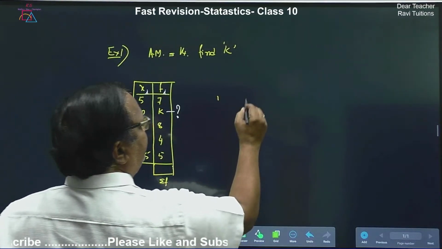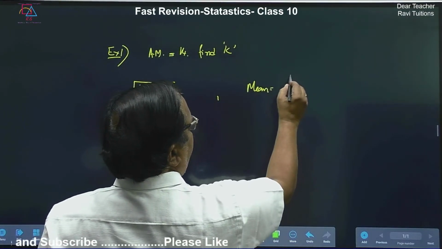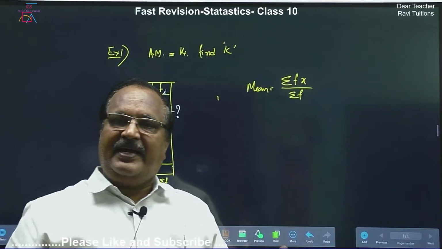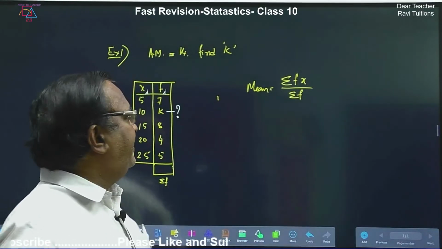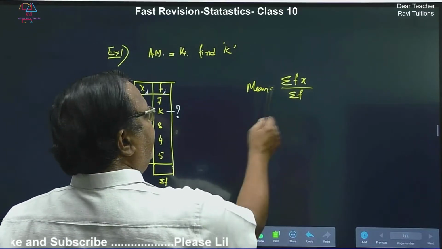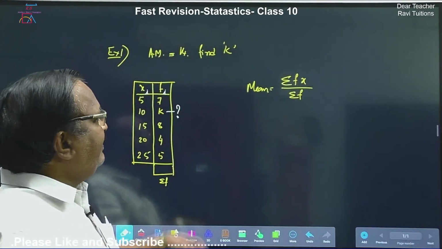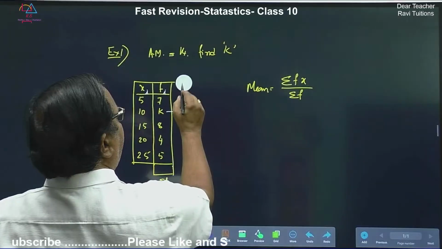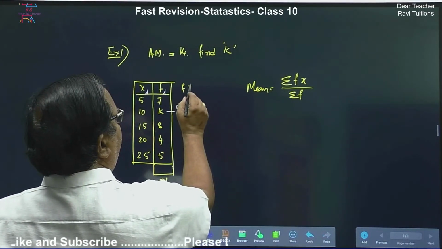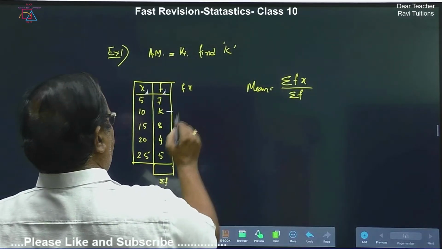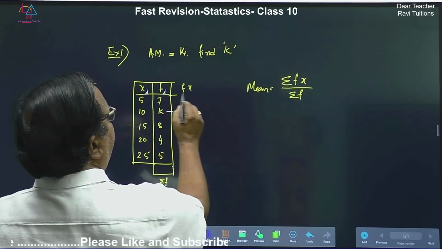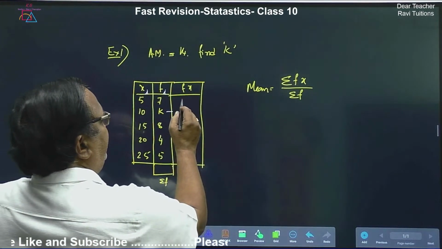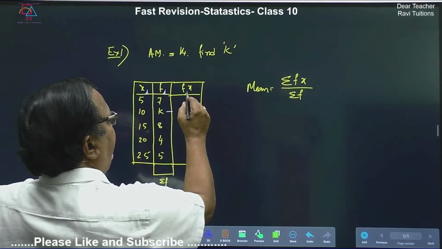Mean formula is sigma fx by sigma f. Sigma fi xi by sigma fi, that is also okay, right? So now this is the formula we will apply, and then we have to find out fxi. So I will rub this question mark. Fx, fi xi also; some states will use fi xi. I am not writing fi xi.